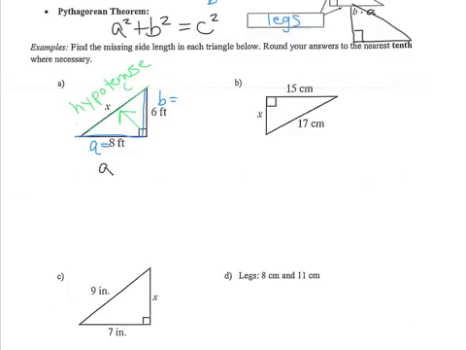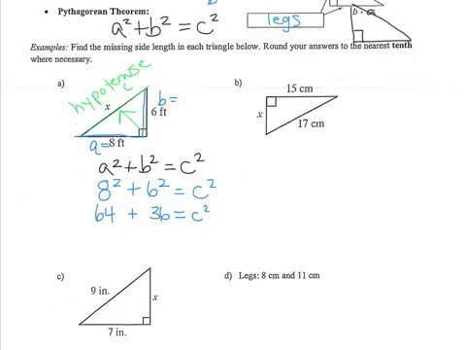So I'm going to write the formula. A squared plus B squared equals C squared. And now I'm going to substitute: 8 squared plus 6 squared equals C squared. Now I'm going to solve this. So 8 squared is 64 plus 36 equals C squared. So this is 100 equals C squared. So now to solve for C, we're going to take the square root because squaring and square root cancel out. So C equals the square root of 100, which is 10. And my units are feet. So I box this in.